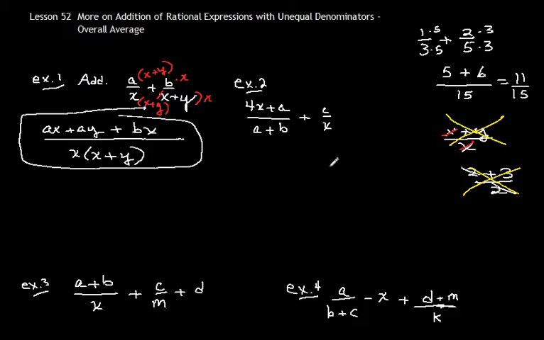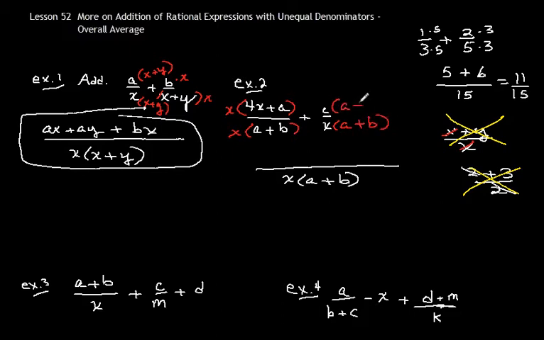Let's try another one. This one, your common denominator is going to be x times a plus b. So this one is missing an x, so we multiply the bottom by an x, and we multiply the numerator by the x. This term is missing. If you compare this denominator with this denominator, this only has the x, so you need to multiply the top and bottom by an a plus b. Now you just need to distribute.